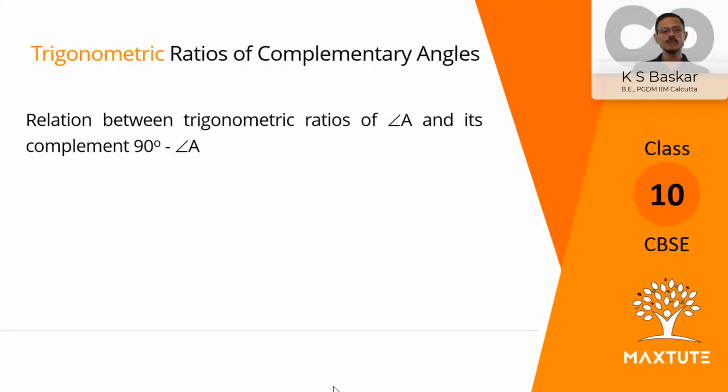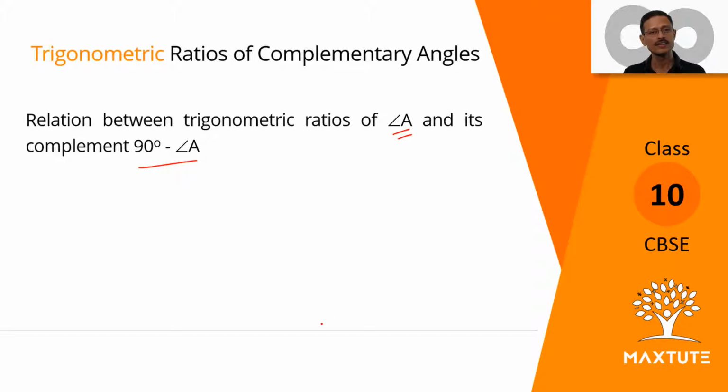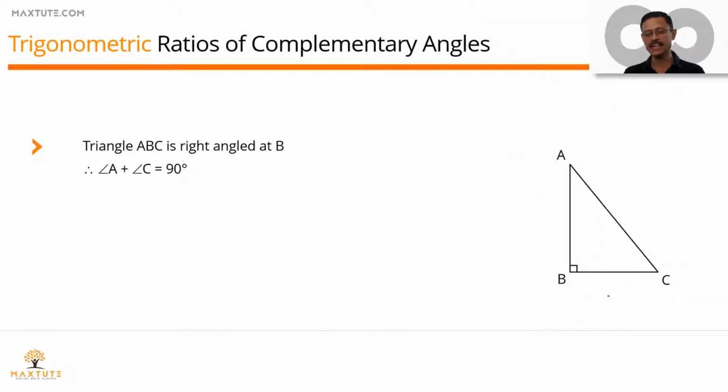Trigonometric ratios of complementary angles. In this video, we'll look at the relationship between the trigonometric ratios of angle A and its complement, which is 90 minus A. Let's start by drawing a triangle right angled at B.